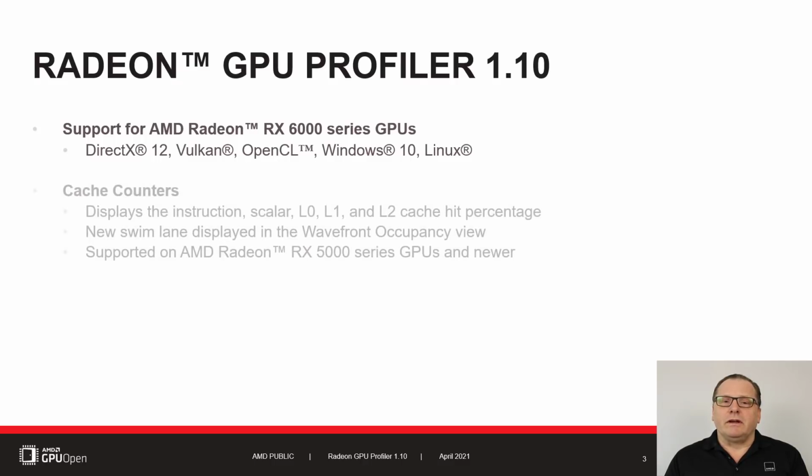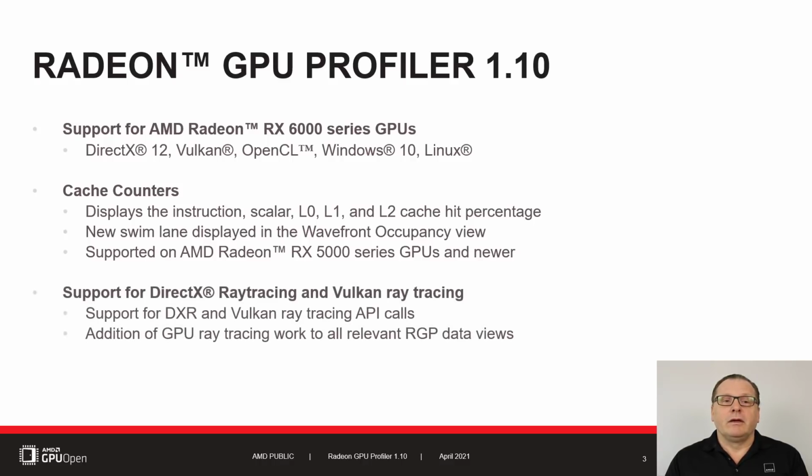A new cache counters feature allows you to view the cache hit data for instruction, scalar, L0, L1 and L2 caches. The cache counter data is displayed in a new swim lane in RGP's wavefront occupancy view. This feature is also supported on the earlier AMD Radeon RX 5000 series GPUs. RGP now supports DirectX and Vulkan ray tracing workloads, displaying the new API events and the subsequent GPU activity as additional data fields within the existing RGP UIs. Let's take a deeper look at these new features.